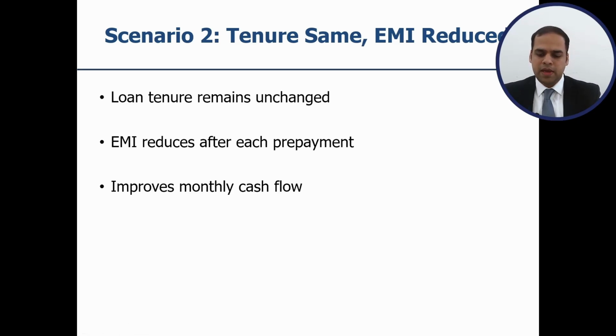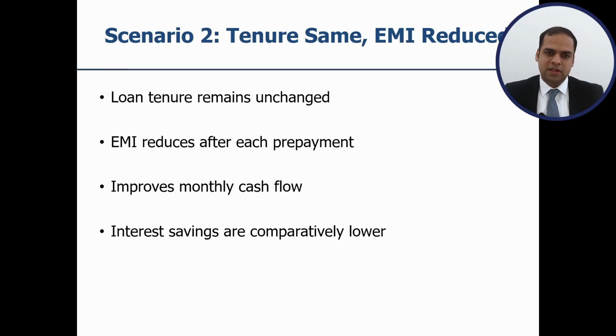Earlier we are paying higher monthly EMI, but in this scenario too, as we prepay our loan earlier, our outstanding loan reduces earlier, and our monthly EMI cash outflow improves. So interest savings are comparatively lower here. And now we go to our Excel.